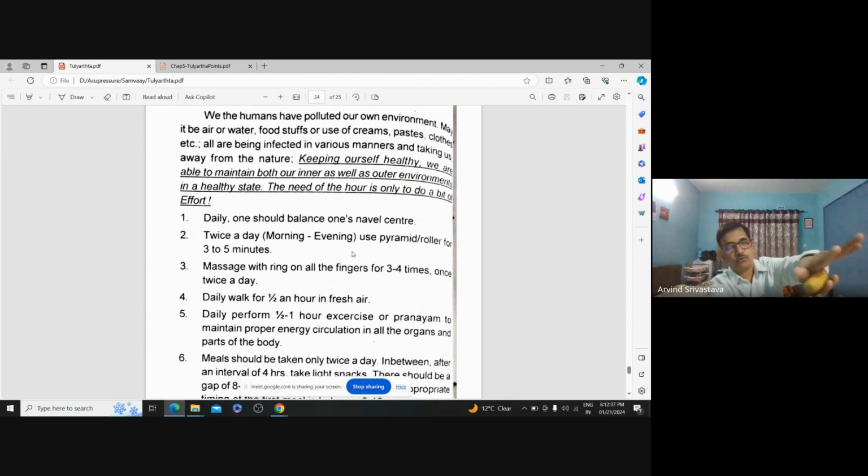Stimulation of the whole body can be done in my palms only, by just rubbing or just stimulating the palms only. We can do the same. This can be done.